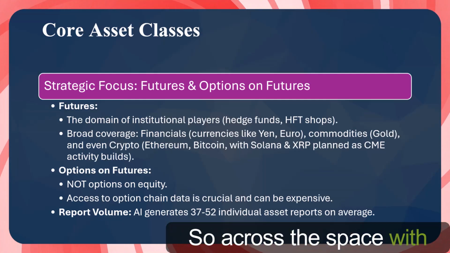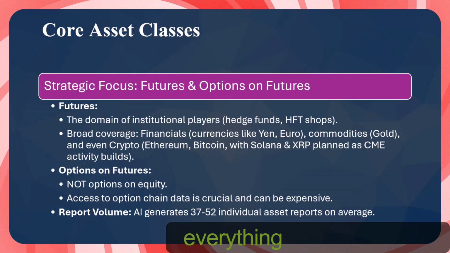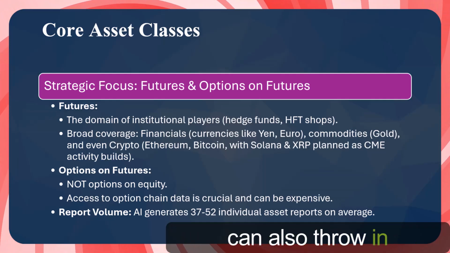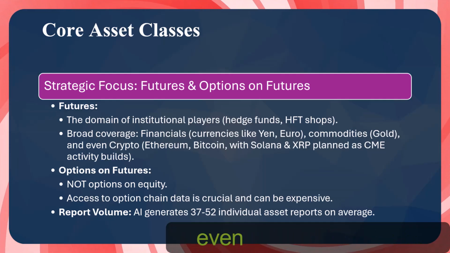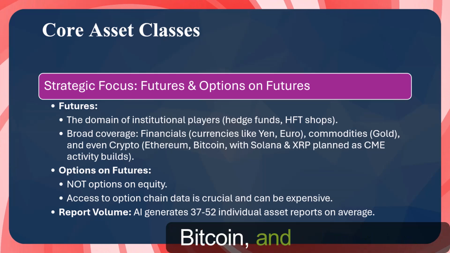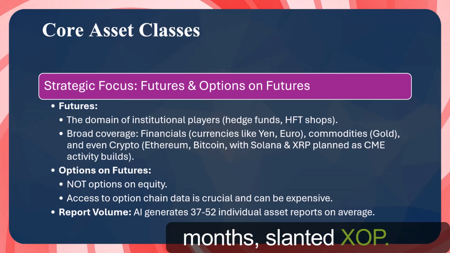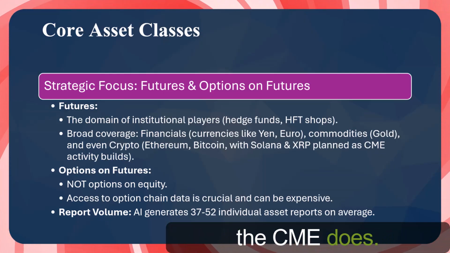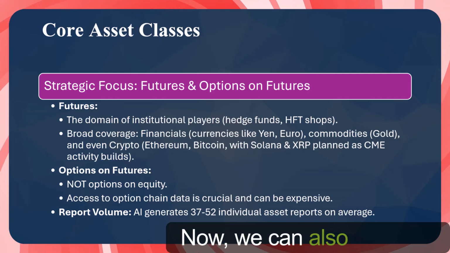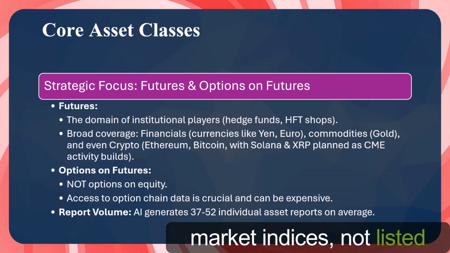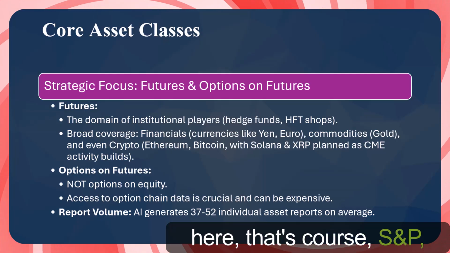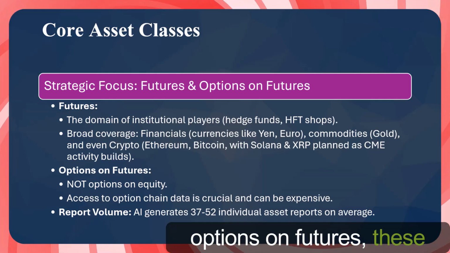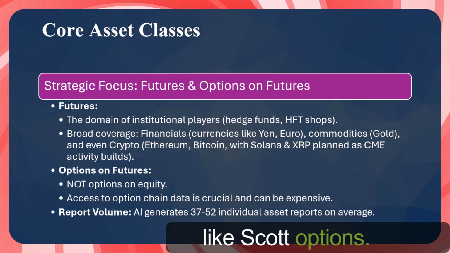Across the space with the futures, we're covering everything from financials, currencies like yen, euro. We can also throw in commodities like gold, even crypto, Ethereum, Bitcoin, and soon, in the next few months, Solana and XRP. And it's basically built on what the CME does. We can also focus on market indices, not listed here. That's, of course, the S&P, NASDAQ, and the Russell.